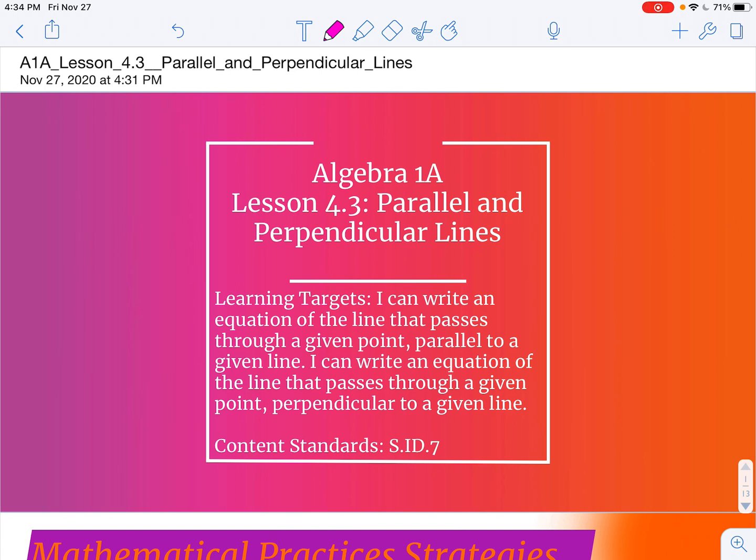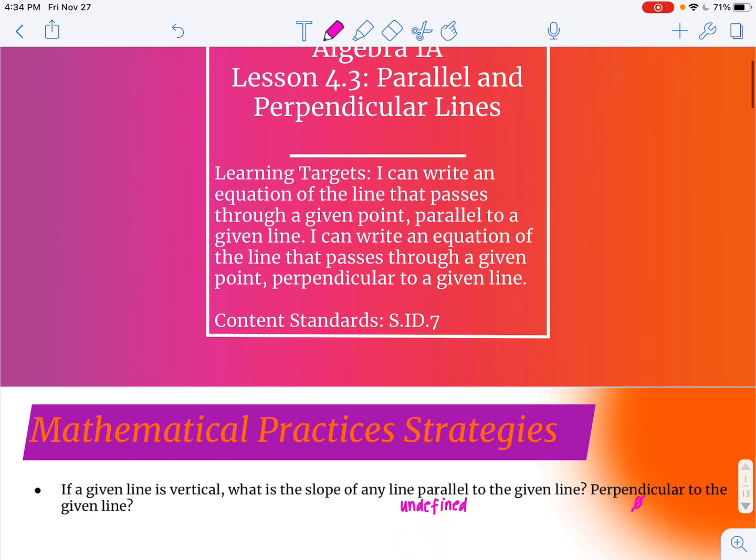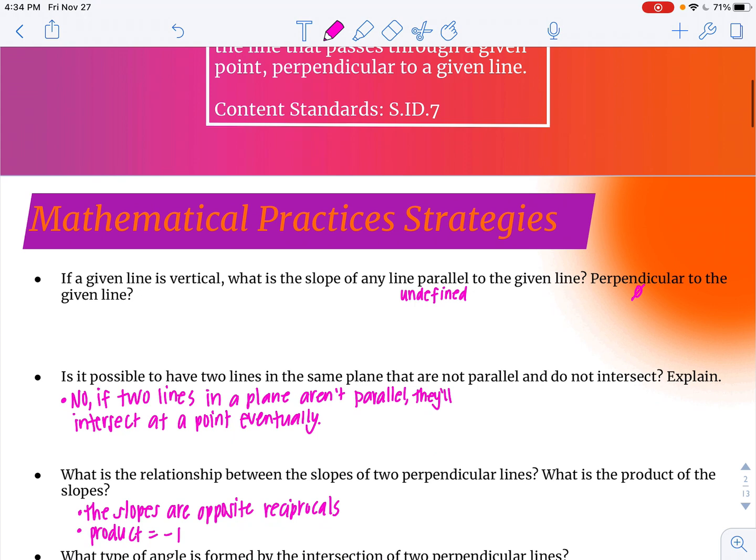Your learning targets are that you can write an equation of the line that passes through a given point, parallel to a given line, and you can write an equation of the line that passes through a given point, perpendicular to a given line. So your mathematical practice strategies, your first question says, if a given line is vertical, what is the slope of any line parallel to the given line? So that would be undefined.